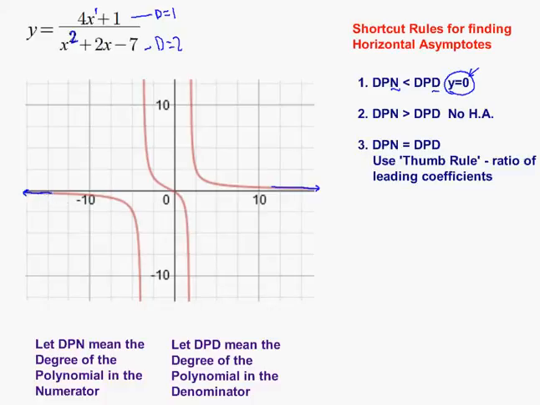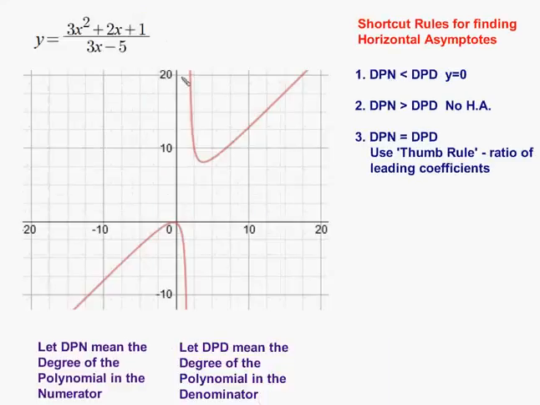The second case that I'd like to explore is the reverse of this, where I put the quadratic in the numerator and a linear polynomial in the denominator. So here the numerator is degree 2, and the denominator is degree 1, with highest exponent 1 here. In this case, the degree of the polynomial in the numerator is bigger than the one in the denominator, in which case there will not be a horizontal asymptote.